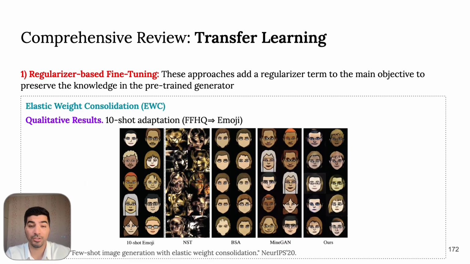And these are some 10-shot adaptation results from EWC in 2020. They adapt a generator pre-trained on FFHQ to the emoji dataset. And as you can see, compared to previous works, it has better quality and better diversity. Approaches like NST don't have good quality. BSA fails to generate all components of a human face. And MineGAN, even though the generated samples have good quality, replicates the few-shot training samples.